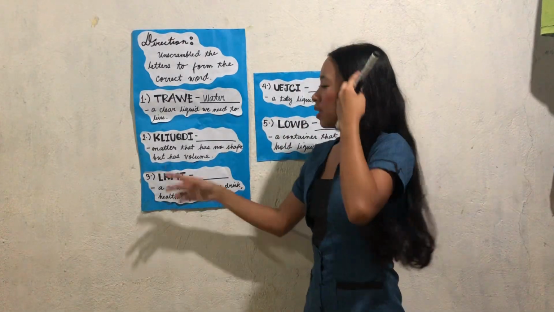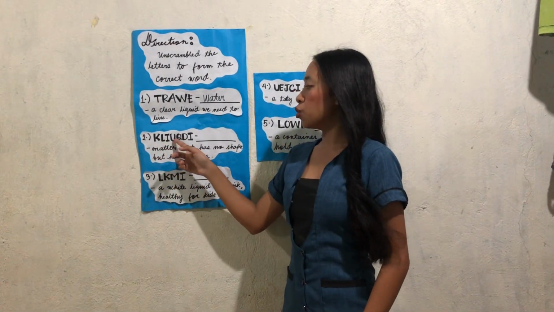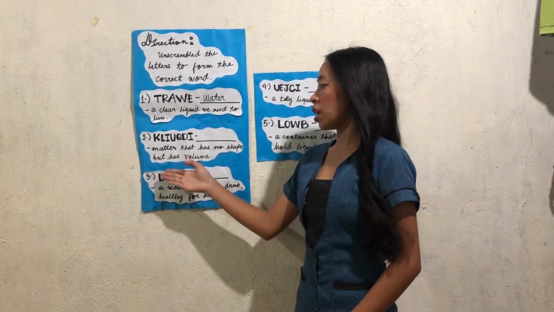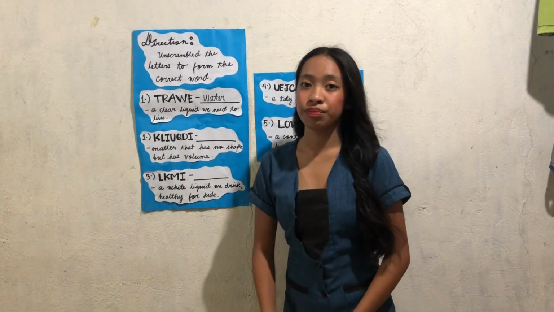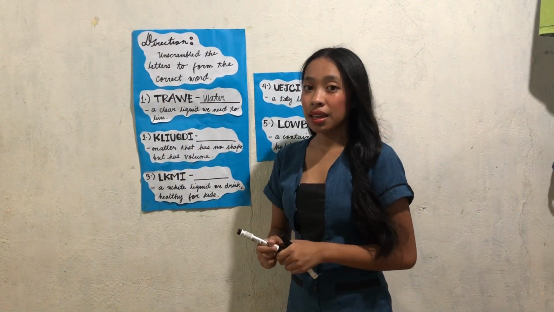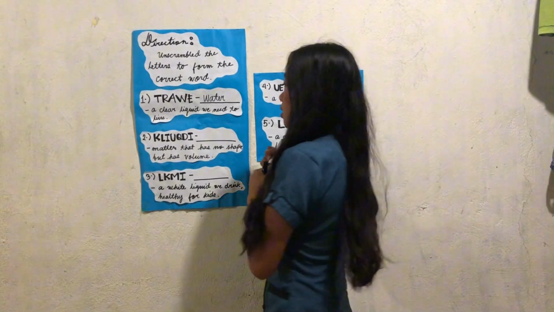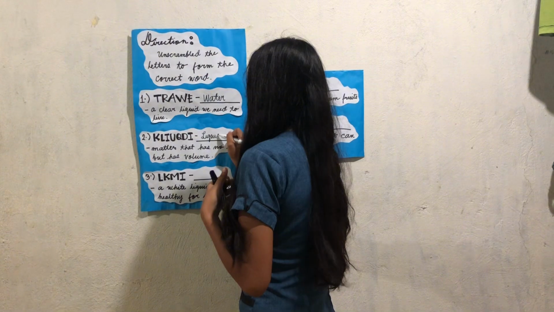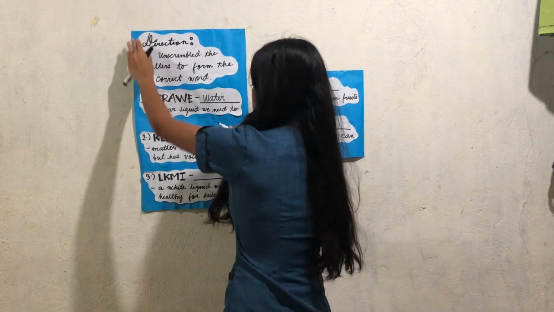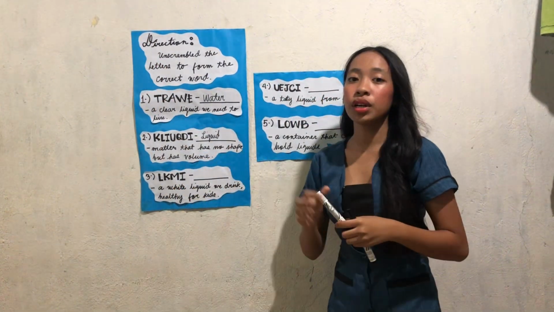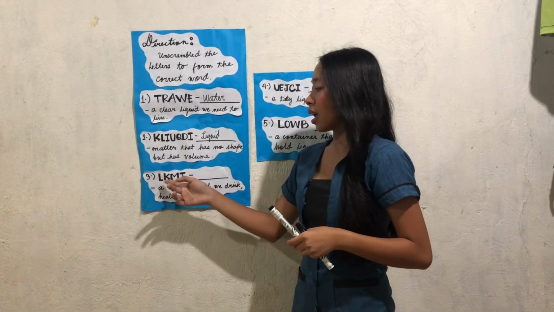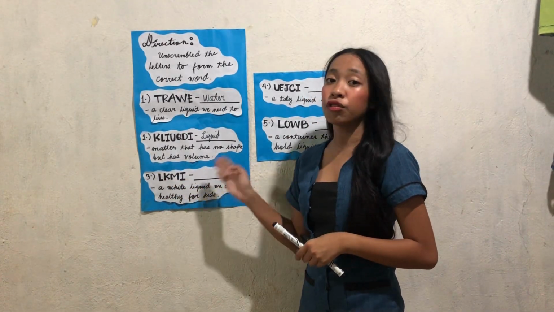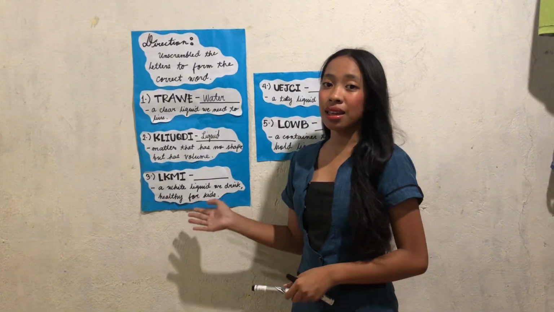Number 2, K-L-I-U-Q-D-I. Matter that has no shape but has volume. It is a liquid. Number 3, L-K-M-I. A white liquid we drink, healthy for kids. It is milk.